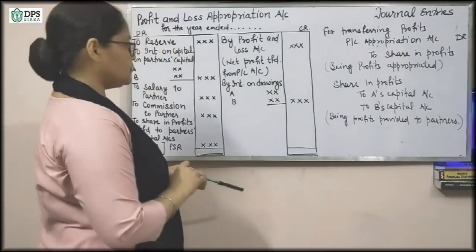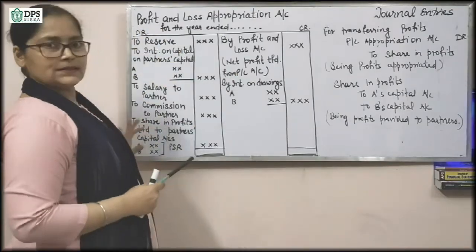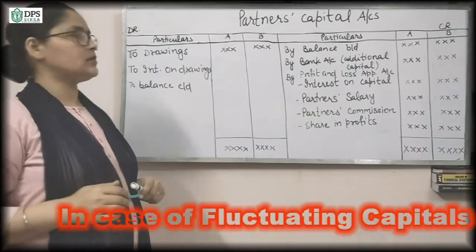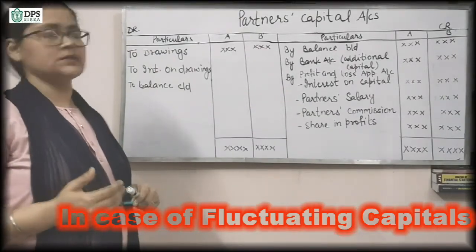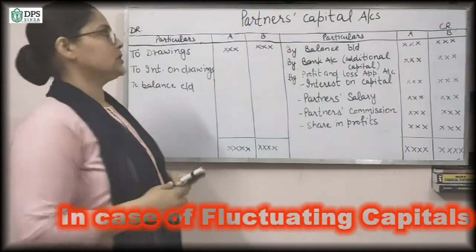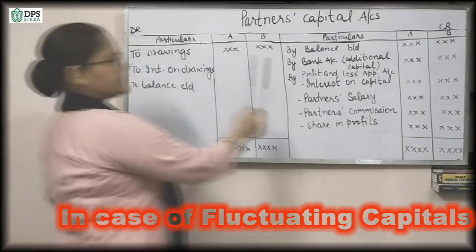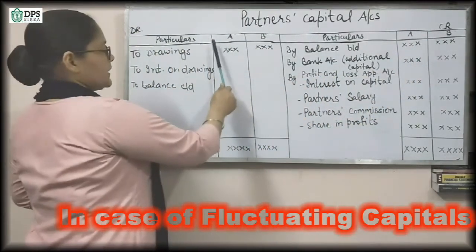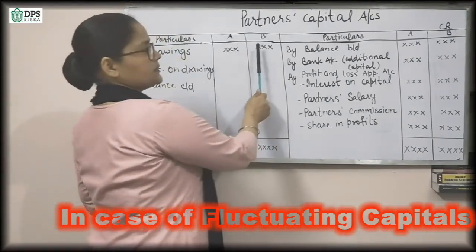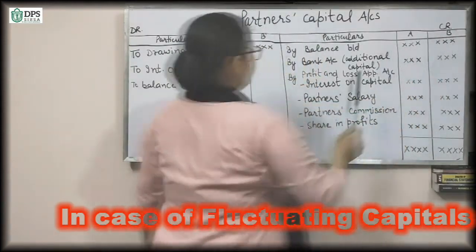So now you know what the profit and loss appropriation account is. It will be like this. After the journal entries and the profit and loss appropriation account, you are now able to construct the partners' capital account. How can we make the partners' capital account? It is just like other accounts. This side will be the debit side and this side is the credit side. You can make columns according to how many partners there are. I am supposing there are two partners, A and B.